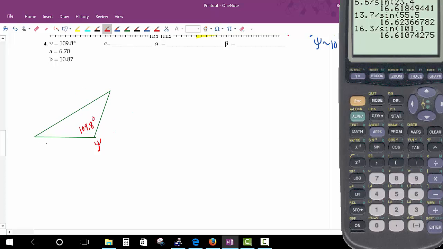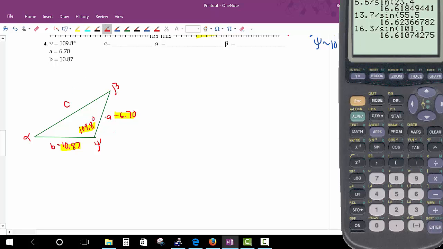So let's see, I'm going to call this alpha, and side A opposite that was given as 6.7. We'll call this beta, and side B was 10.87. If you look at this, we're given the side-angle-side case, which tells me that I can use the law of cosines. So I'm going to look at side C, and that's where I'm going to start.